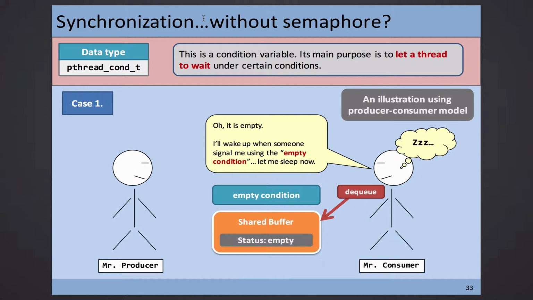Back to this consumer model, the consumer finds that the queue is empty. So what should you do? You go to sleep, right? And what will this condition variable do? You say, I am sleeping because of this condition, which means that if someone in reverse finds this is empty, please let me wake up. So I will wake up when someone signals me using this condition. This is the way to think about what this is about.